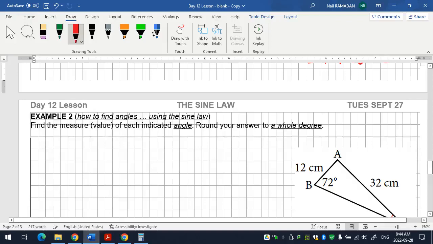How to find angles with the sine law. Find the measure, the value, the size of the angle. Round to a what? Yeah, angles usually go no decimals, whole degree.